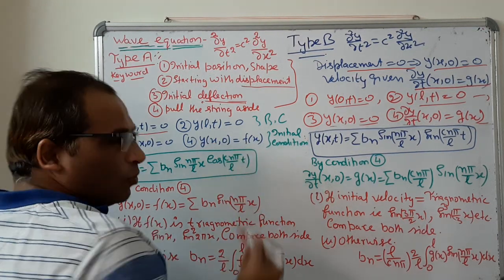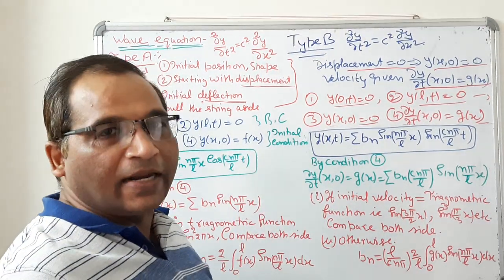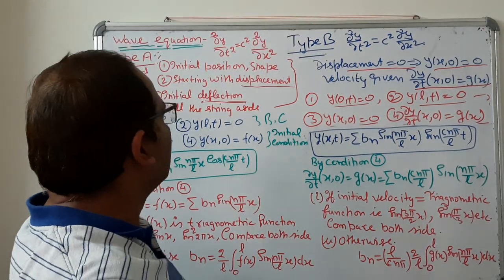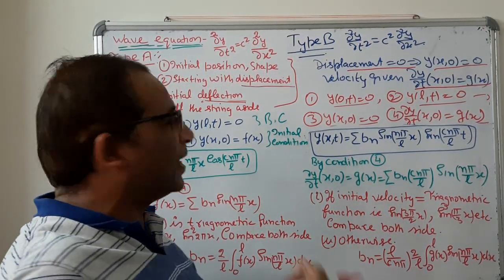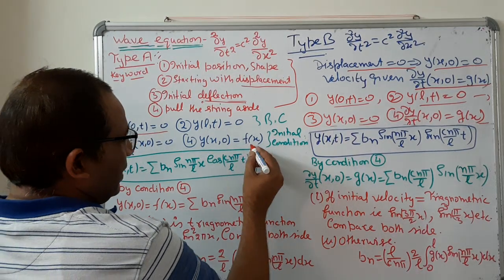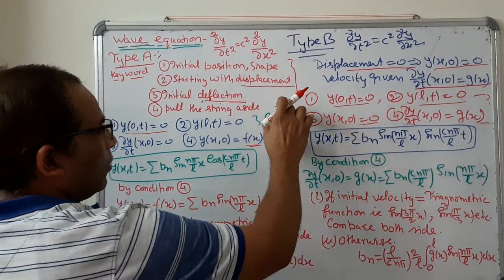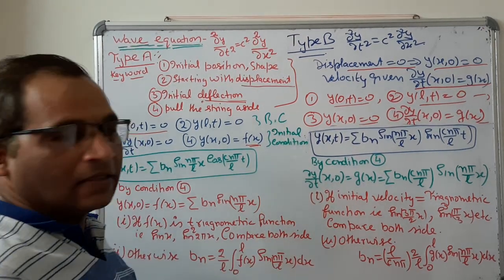And y(x,0) is represented as the displacement at t equal to 0. That means initial displacement, initial deflection, or initial shape, and that is given by a function f(x). So the first two conditions are boundary conditions and the next two conditions are initial conditions.